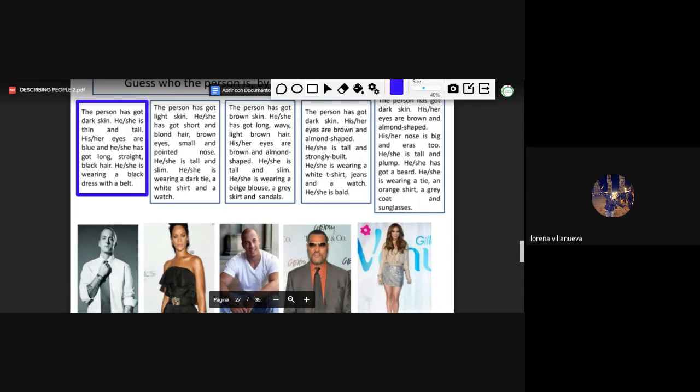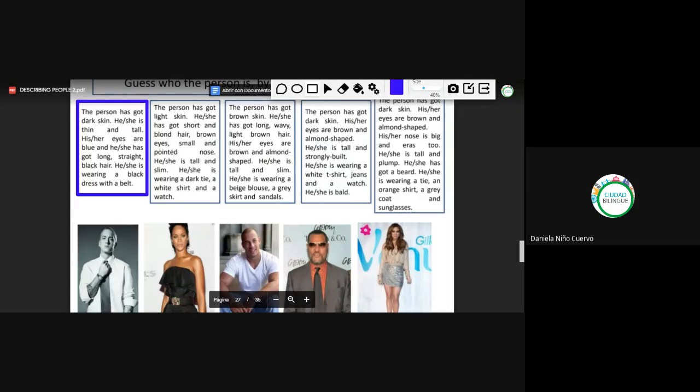The person has got dark skin. He is thin and tall. His, her eyes are blue, and he, she has long, straight, black hair. He, she is wearing a black dress and a belt.